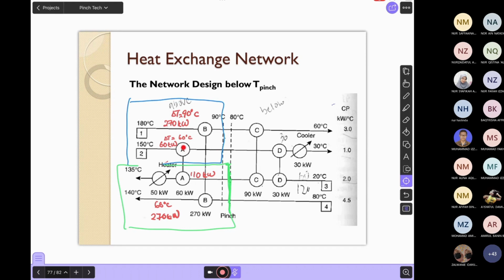Okay, tengok. Ni. Matching tak? Stream number 2, dia perlu release 60 kilowatt. Stream number 3, dia perlu absorb 110 kilowatt. Boleh match tak? Yang penting boleh match tak? Apa panggil? Sekufu. Sekufu tak ni? Agree tak? Sekufu tak? 60 dengan 110. Sekufu ke tak?